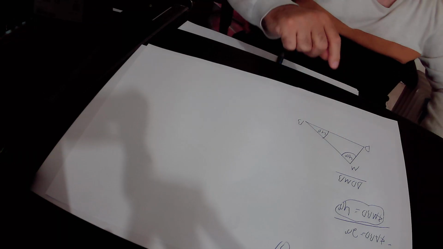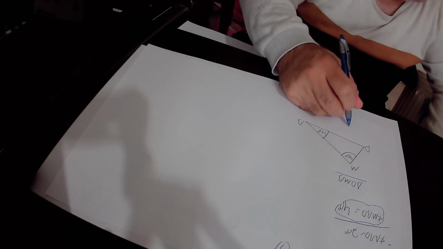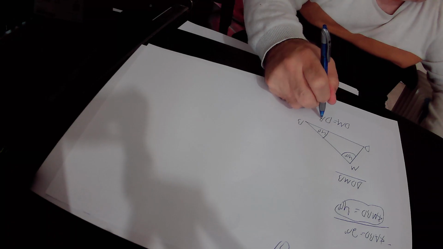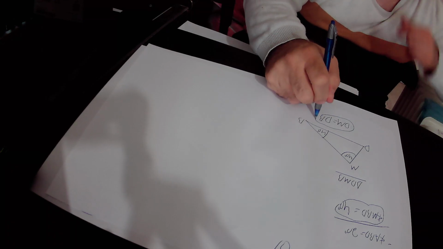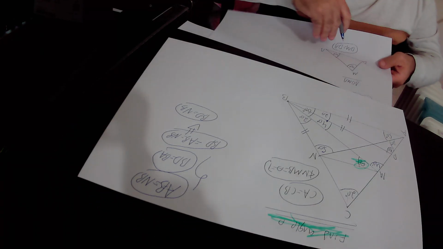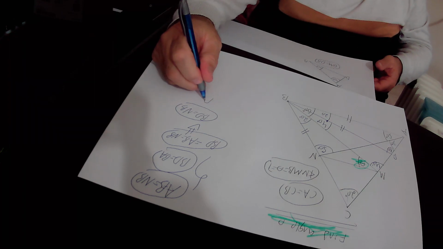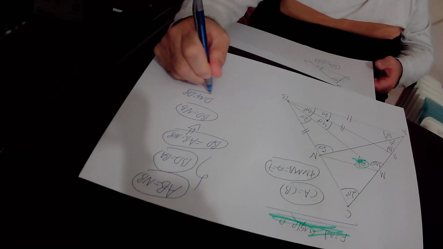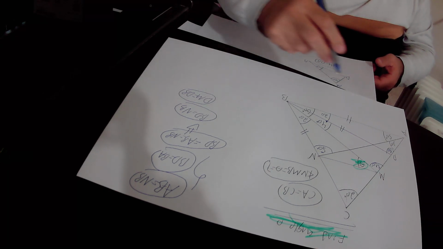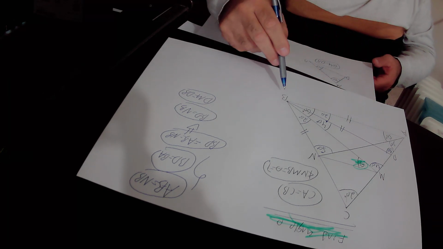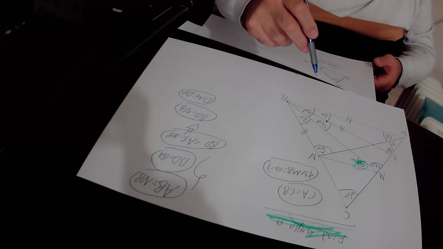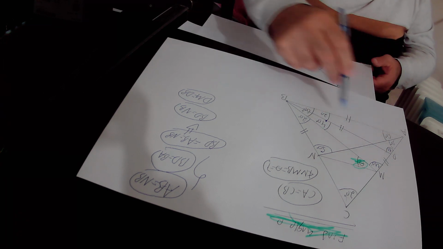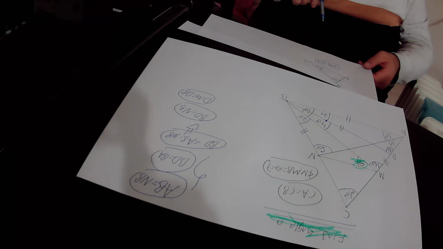That is to say, side DM equals side DB. So I write it down here. DM equals DB. Here, side DM equals side DB. Okay.